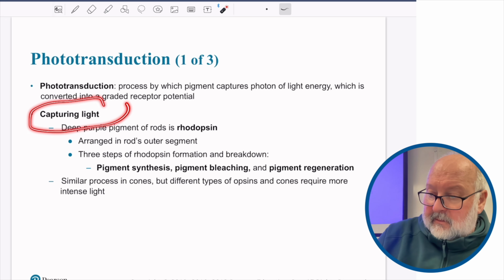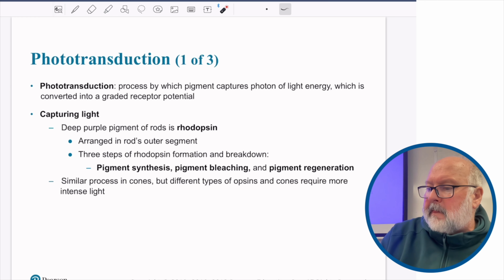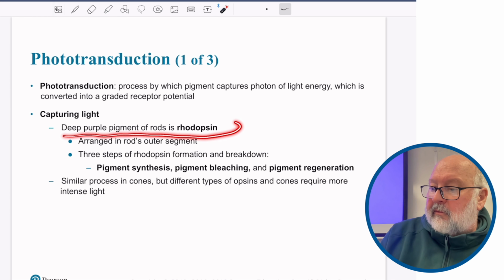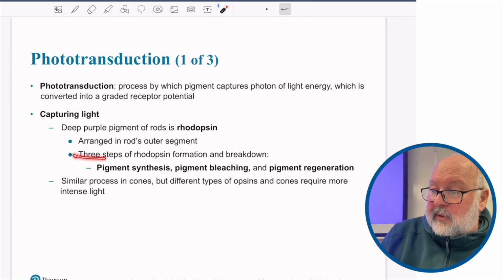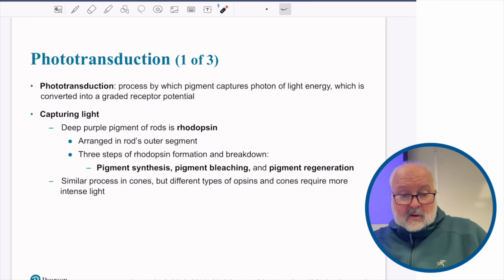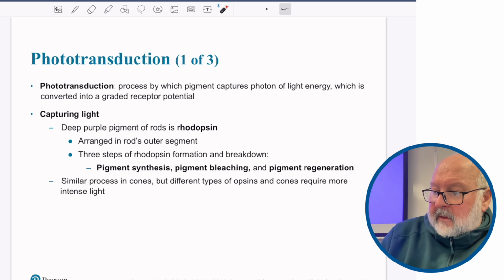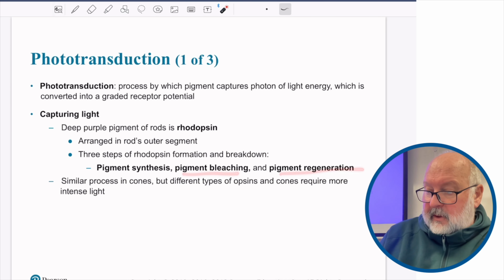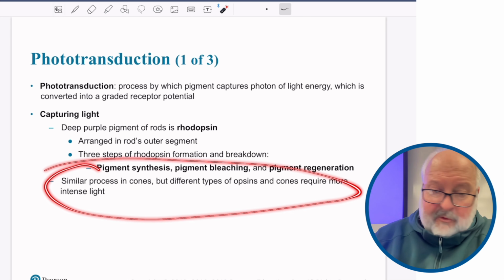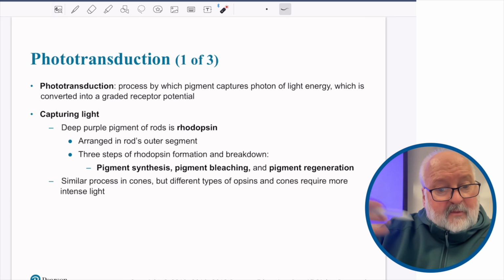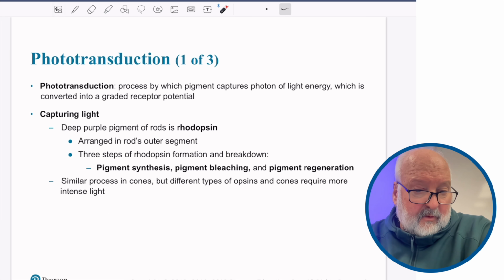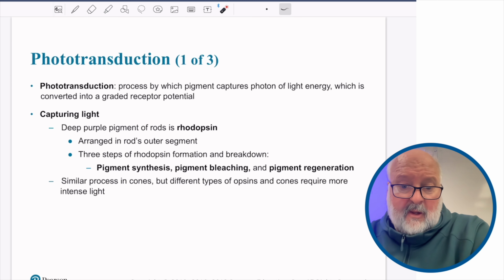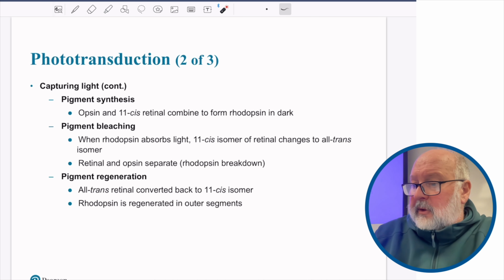So what happens is I have to capture the light. So the deep purple pigment of rods is rhodopsin. It's in the outer segment, and there's going to be 3 steps to its formation and breakdown, and then eventually regeneration. So I'm going to have pigment synthesis, pigment bleaching, and pigment regeneration. By the way, it's a similar process in cones, just different types of opsins, and the cones require more intense light to do this job. So let's have a look.